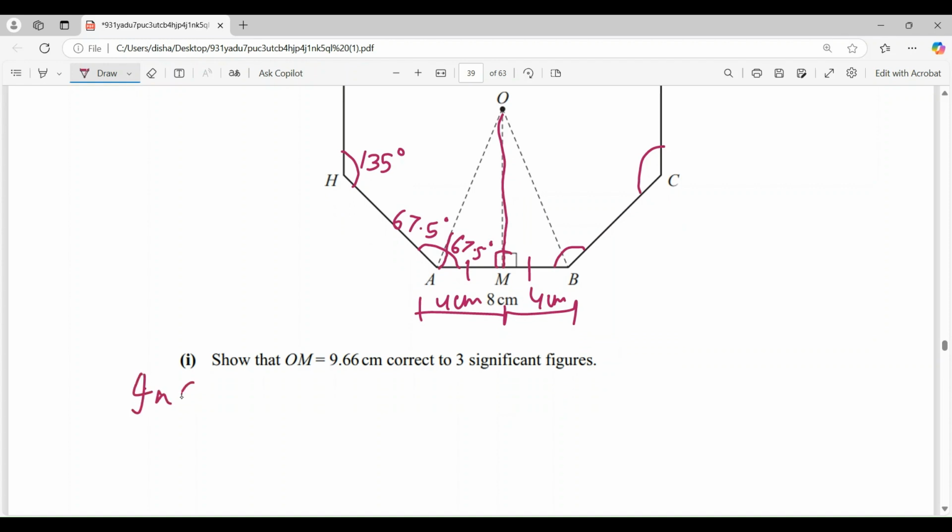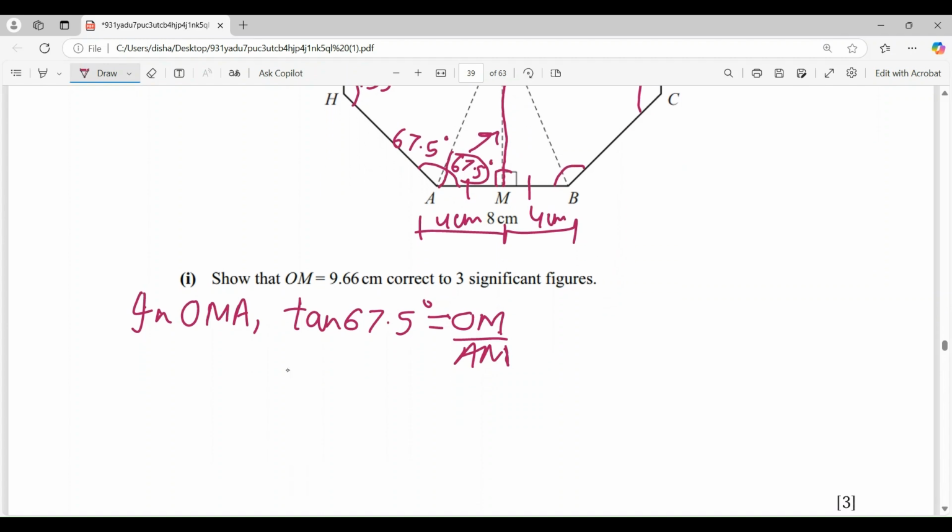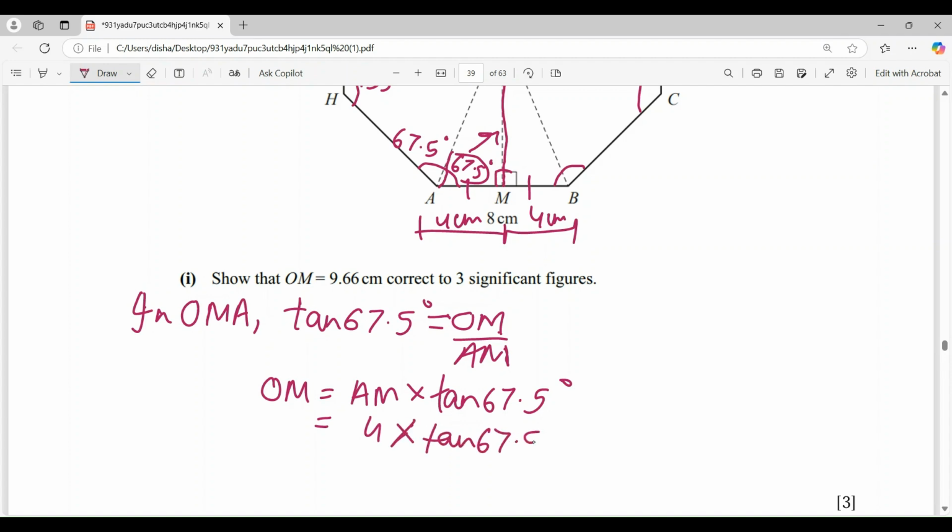So in triangle OMA, tan 67.5 degrees is equal to OM upon AM. That is the perpendicular side upon the adjacent side with respect to this given angle. Opposite side is OM, adjacent side is AM. So OM upon AM. Now I want to find OM. So OM is equal to AM into tan 67.5. Using your calculator, you can find it out. This is 4 into tan 67.5 on your calculator. That will give you 9.65, which is approximately 9.66 centimeter. So, to three significant places, it is 9.66 centimeter.